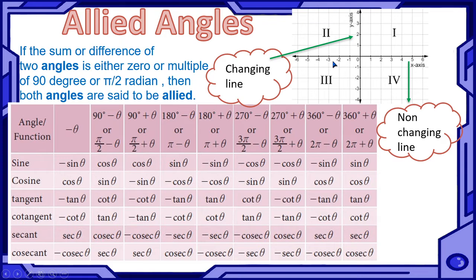If I say cot 180 plus theta, so first of all I'm talking about non-changing line 180 something, so cot will remain cot, and 180 plus, so it will be in third quadrant. In third quadrant cot is positive, yes, tan and cot are positive, so cot 180 plus theta will be equal to cot theta. So this is a very important table.